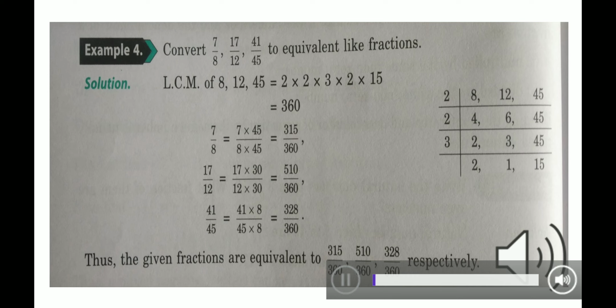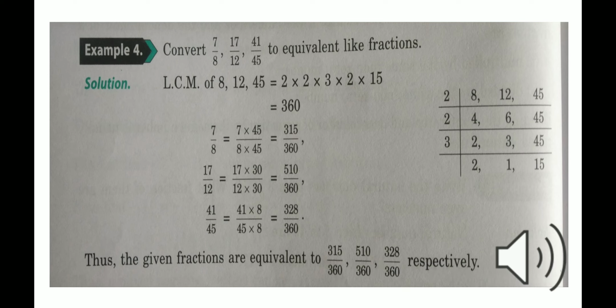Now here in this, the question is convert 7 upon 8, 17 upon 12 and 41 upon 45 to equivalent like fractions. Okay, these are not equivalent and we have to convert it to equivalent fractions. Now what we have done? We have taken the LCM of all the denominators. Okay. The process is the same. We take the LCM of all the denominators. So the denominators are 8, 12 and 45. And when we take the LCM comes as 360.